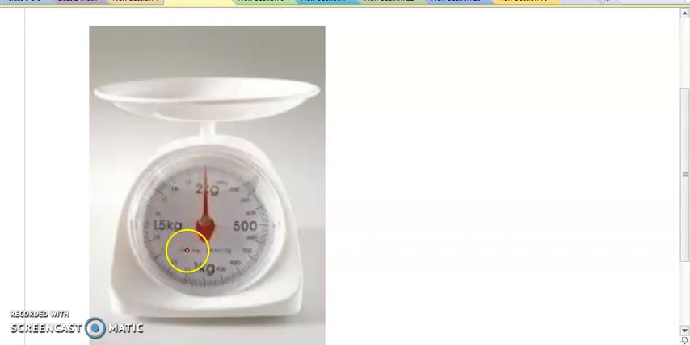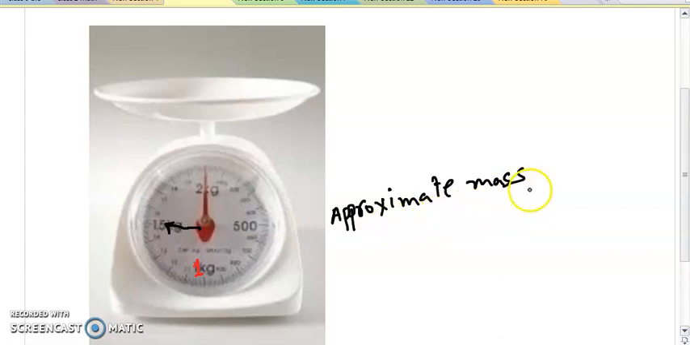But let's suppose it is exactly halfway between this number 1 and this number 2. If the pointer points at 1.5, then we will say it is exactly halfway between 1 and 2. So when we approximate the mass, the approximate mass in this case will be equal to the bigger number, because it is exactly halfway between the two numbers. So I will say approximate mass is equal to 2 kg.